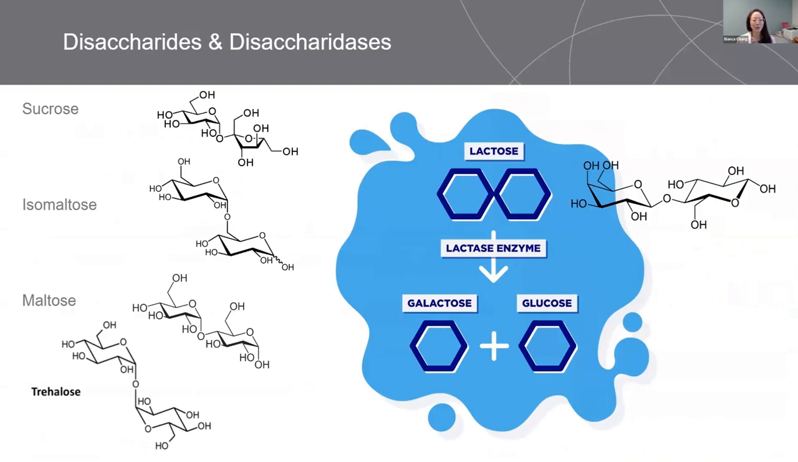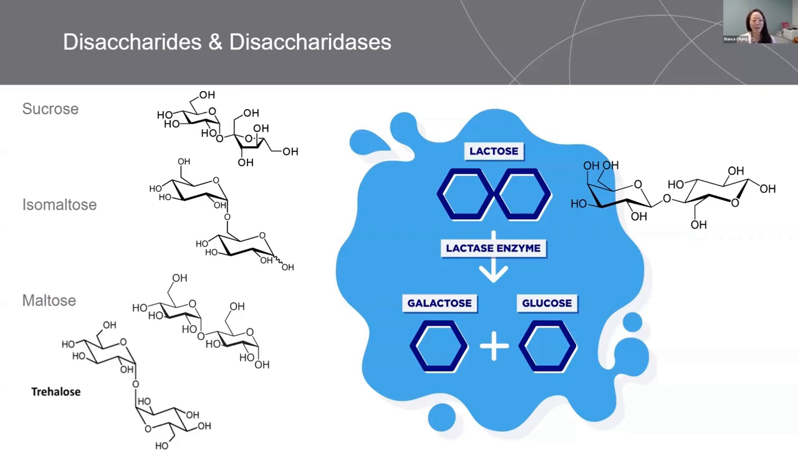So disaccharides refer to a type of sugar where it's essentially two sugar rings fused together. And disaccharidases are the enzymes that break down those disaccharides, so those two rings of sugars, into monosaccharides. So sucrose, isomaltose, maltose, and trehalose are all different types of disaccharides. And the disaccharidases that break them down have very similar names too. So sucrase, isomaltase, maltase, and trehalase would be the disaccharidases that break down those disaccharides.